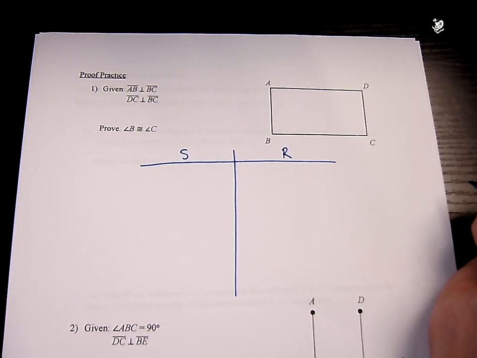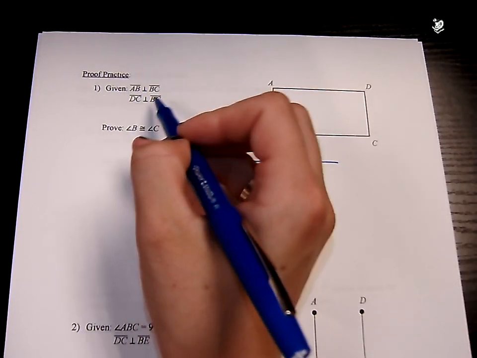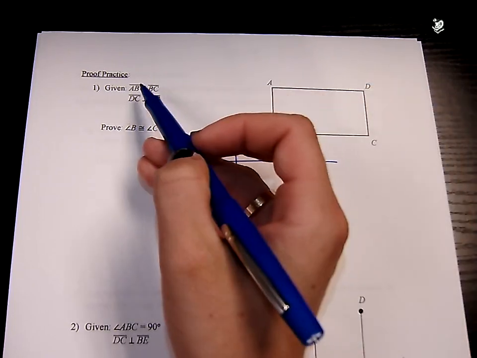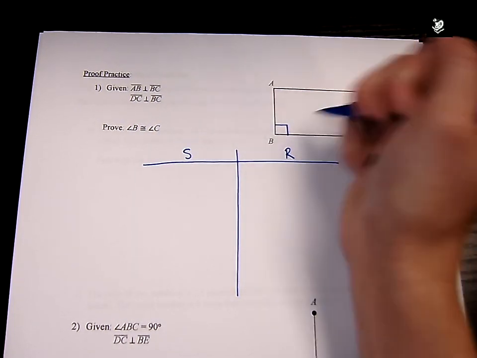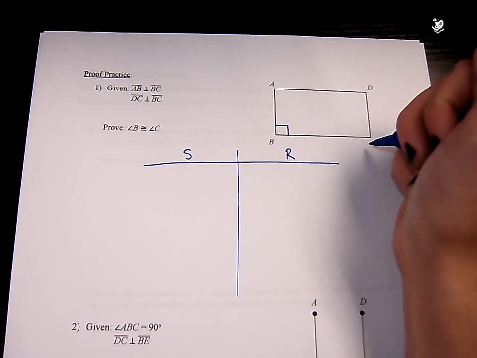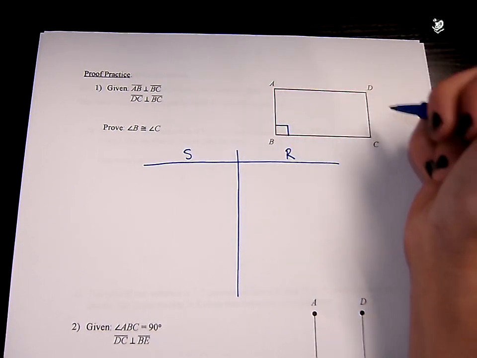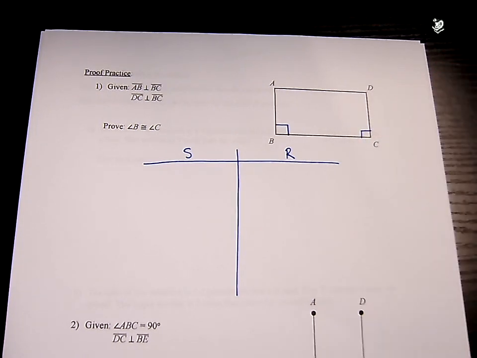And I told you that the first thing you should really do is look at your givens and mark up your diagram. So here I've got AB is perpendicular to BC. That means that there's a right angle being formed. Same thing with DC and BC. So there's another right angle being formed.